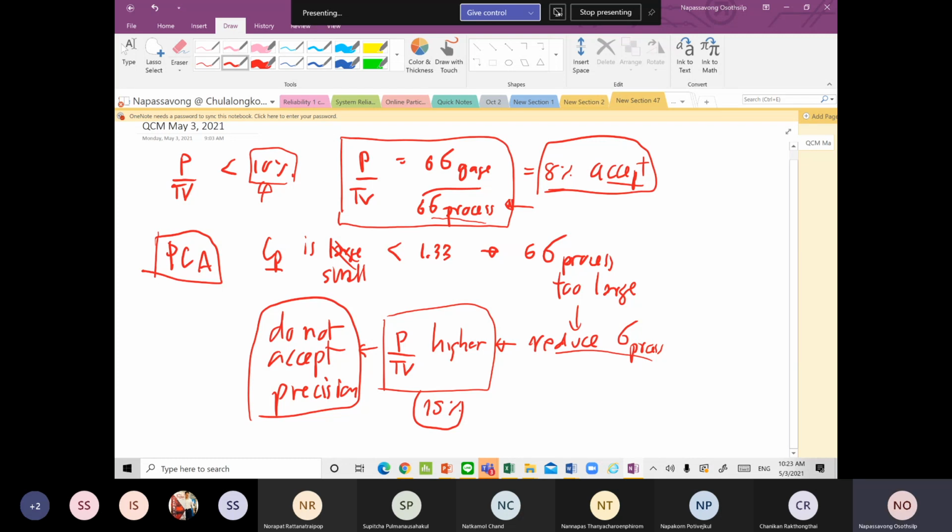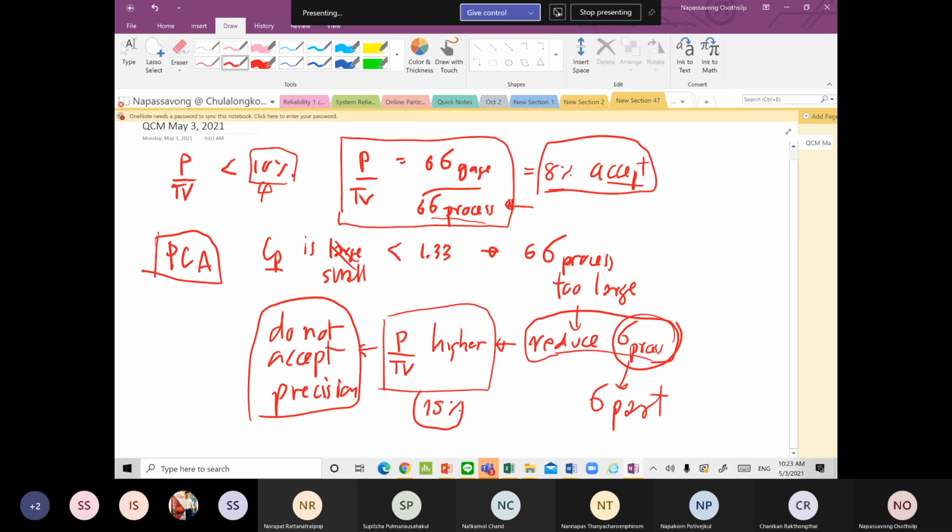In this case, sigma gauge? No, not sigma gauge. Suppose we do not improve anything about the gauge, but in this case we reduce the variation of the process. The process here means variation among the parts.